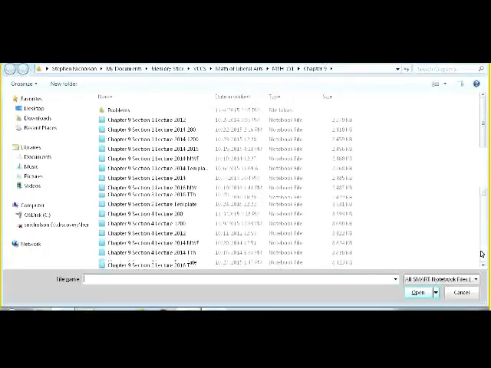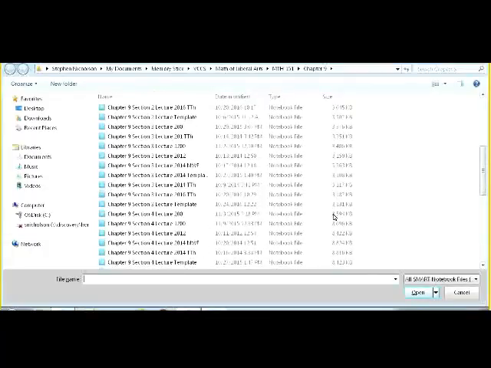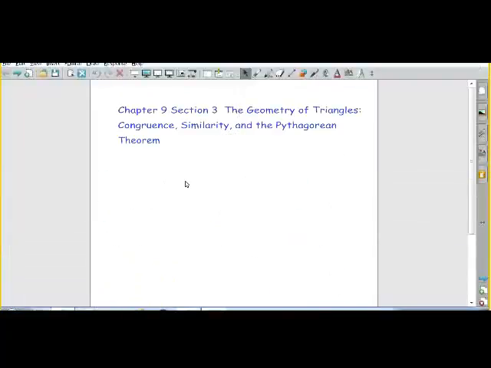So we're going to move on to section 3 now. We already did section 2. It's the geometry of triangles, beyond what we talked about. So far we said the sum of the angles of a triangle add up to 180 degrees. The exterior angle is equal to the sum of the opposite two interior angles. And we're going to talk about congruent triangles, similar triangles, and about the Pythagorean theorem.